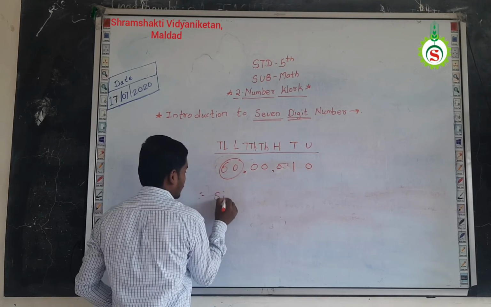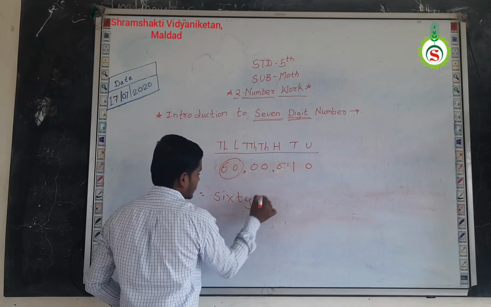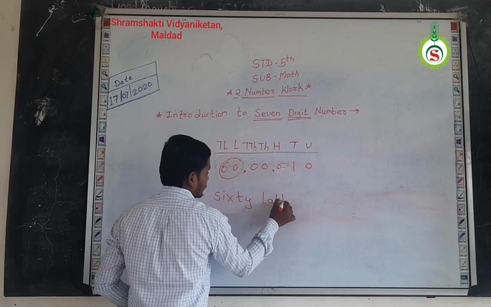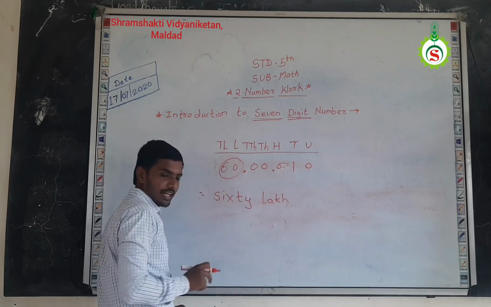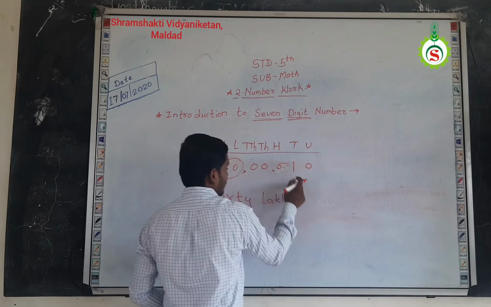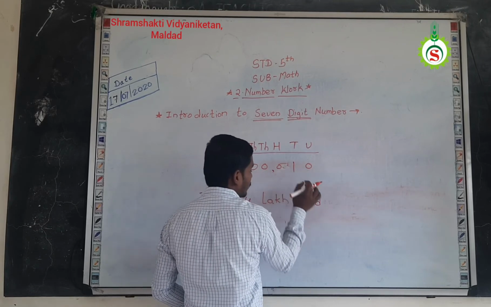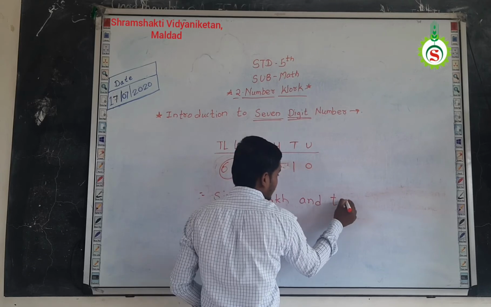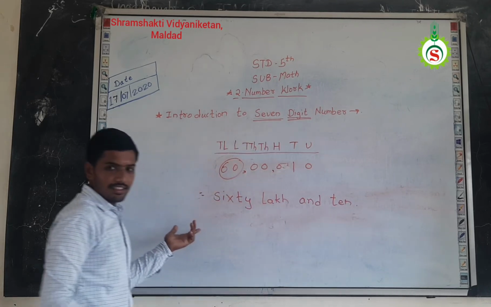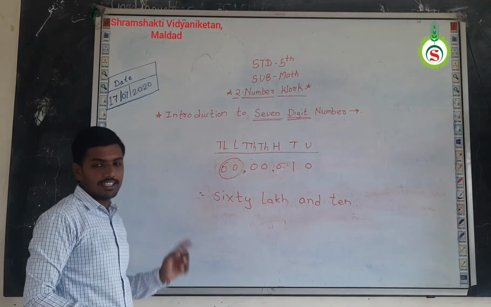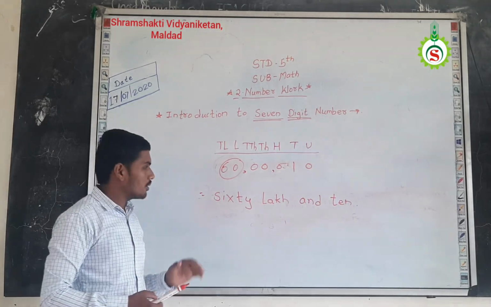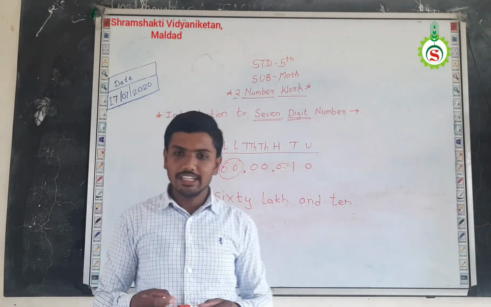So how will I write that number? 60 lakh, because that 60 is at the place of lakh. So 60 lakh and there will be only 10. So 60 lakh and 10. Simple. Like that you have to read and write the number. Okay, all of you are able to read and write the 7-digit number.